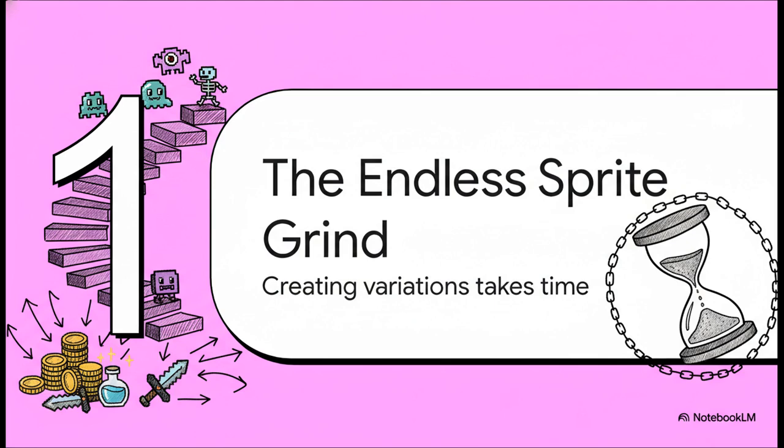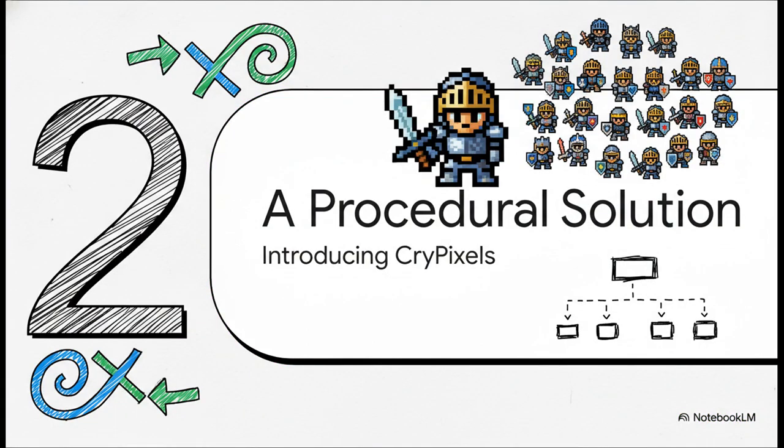Seriously, creating all those variations, different enemy types, all the loot drops, the environmental details, it's probably one of the most draining, time-consuming parts of the whole process. Every single change is manual work, and you just know that time could be spent designing something completely new. But what if there was a better way? What if you could take your one great idea and just multiply it without having to multiply your workload? Well, that's exactly where a procedural art solution like CryPixels comes in. And honestly, it kind of changes everything.